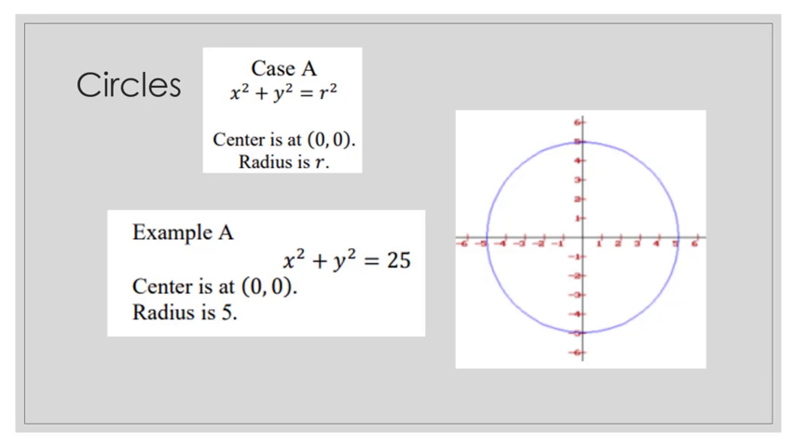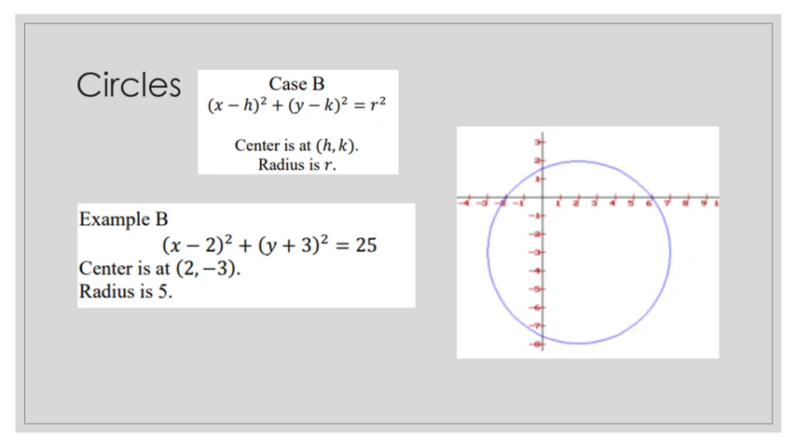Now, they're not always centered at 0, 0. And if you have something that has some sort of x minus a quantity squared and a y minus a quantity squared, then our center is at h, k, whatever those numbers are. So for example, if we have a 2 here on the x minus our h, that center, the x value would be at 2, and the y value, notice how it's not in the form y minus k, so I could just say y minus a minus 3.